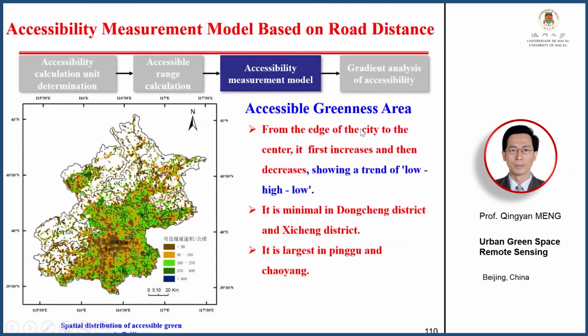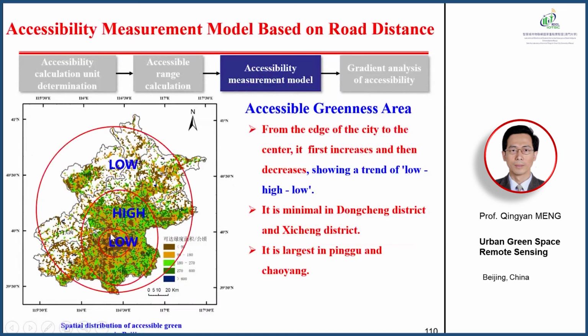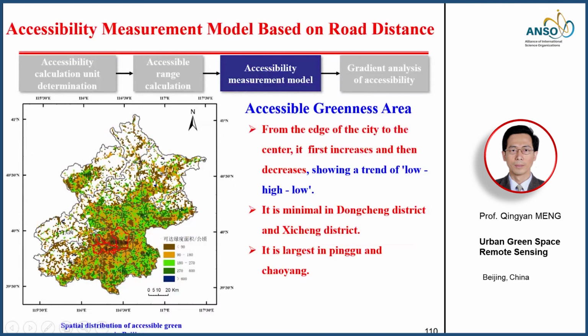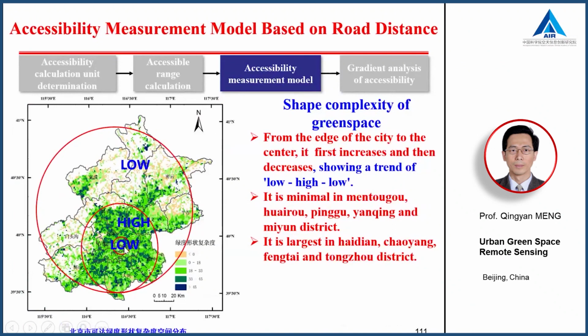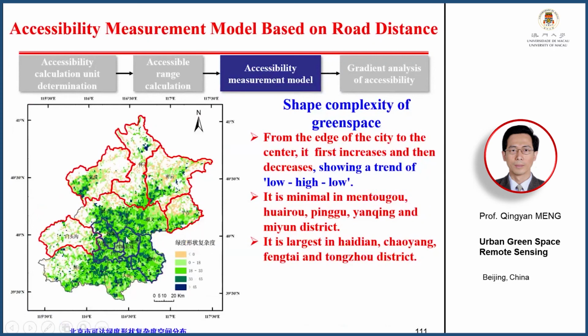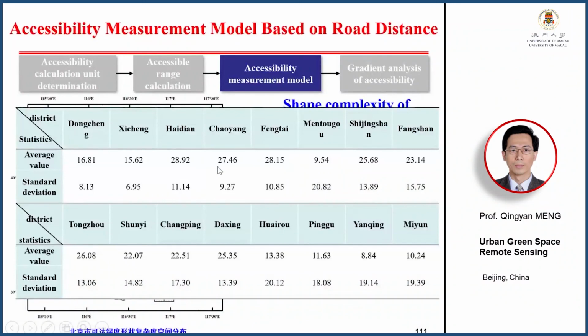the accessible green area from the edge of the city to the center. It first increases, then decreases, showing a trend of low, high, low, with its minimum in the Dongcheng district and Xicheng, and the largest in Pinggu and Chaoyang. And also the shape complexity of the greenness goes from low, high, low, and here is the minimum and the largest here, with some statistics.